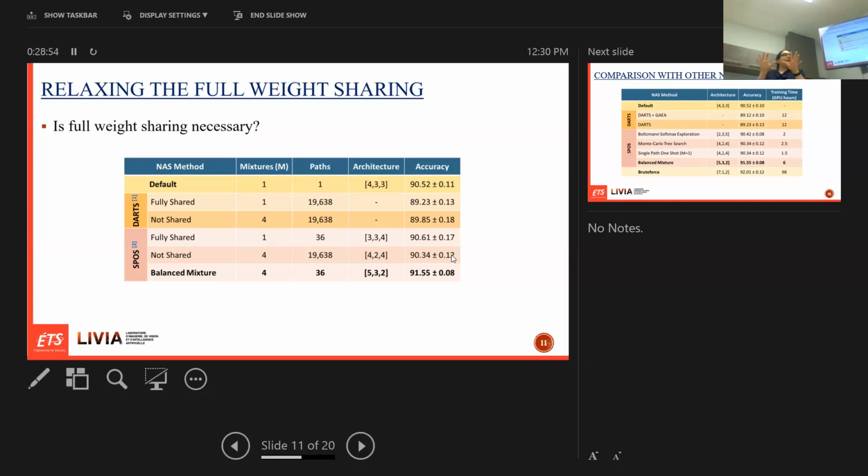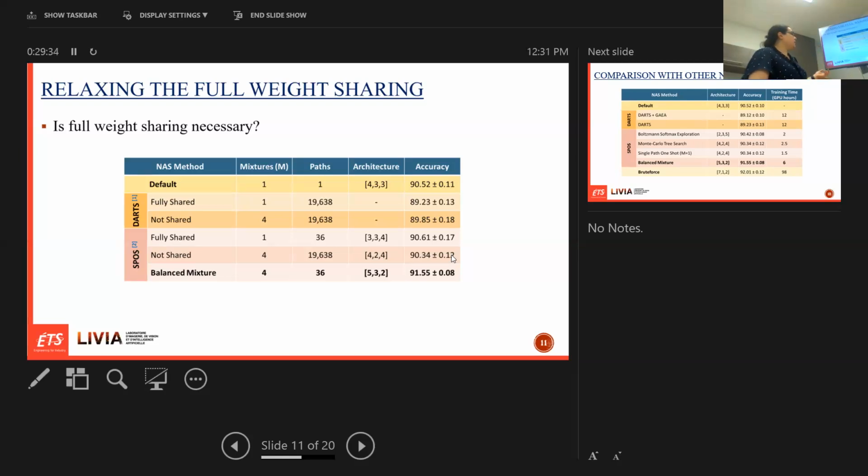So can we apply the same thing here? So we did the fully shared and not shared. We did the SFOT method, but we also did a gradient-based method, DARTS, and we can see that having not shared weights does not really translate to any gain in the accuracy, and still our method would lead to better results.